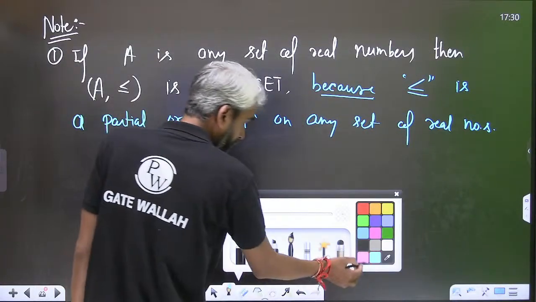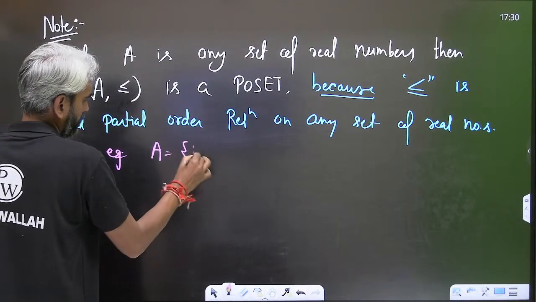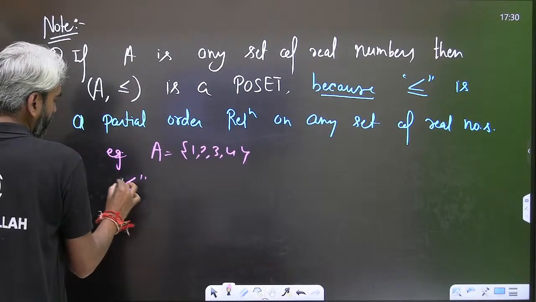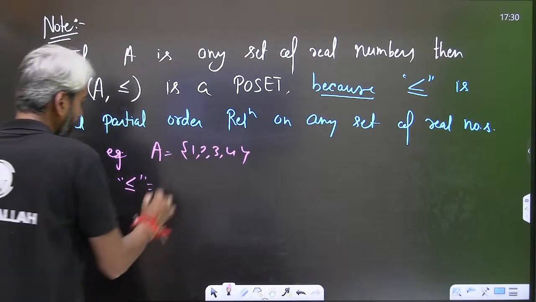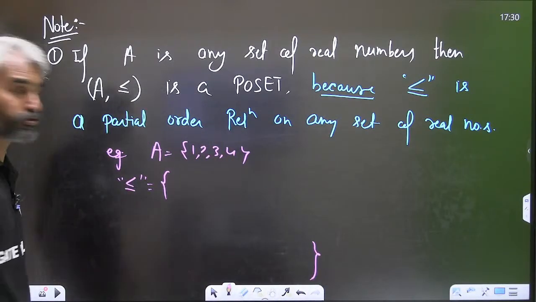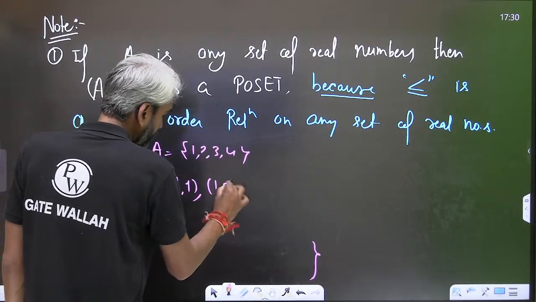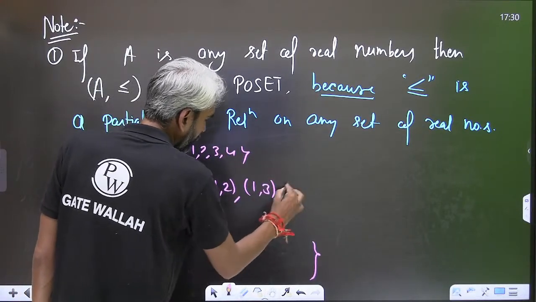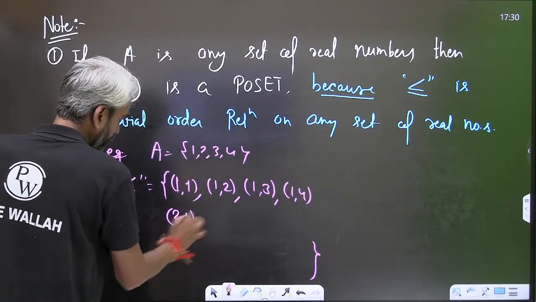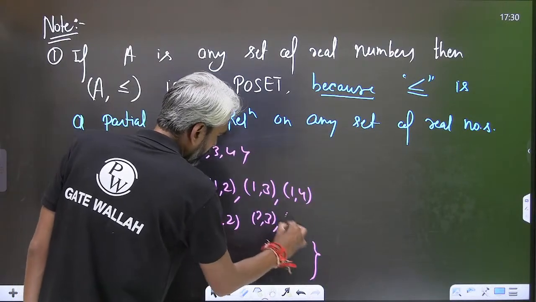Still not getting it? Let's look at this. A equals {1, 2, 3, 4}. What will be the ordered pairs with respect to the relation less than or equal to? An ordered pair will be present in the relation only if a is less than or equal to b. 1 is less than or equal to 1, yes, so it will be present. 1 is less than or equal to 2, 3, 4, yes. 2 is less than or equal to 1? No, so it will not be present. 2 is less than or equal to 2, 3, 4, yes.